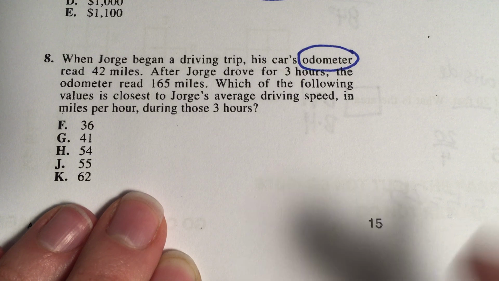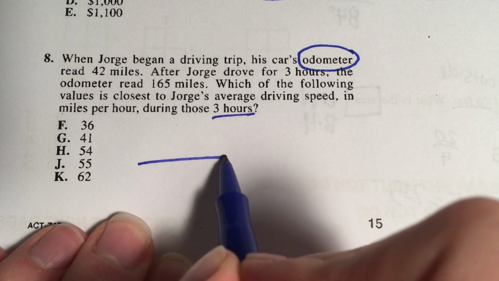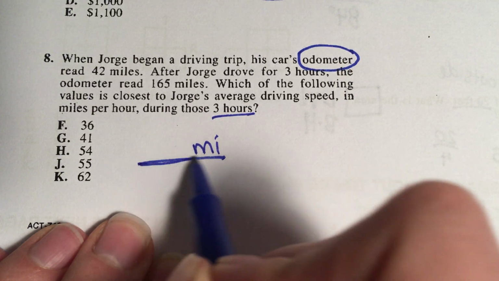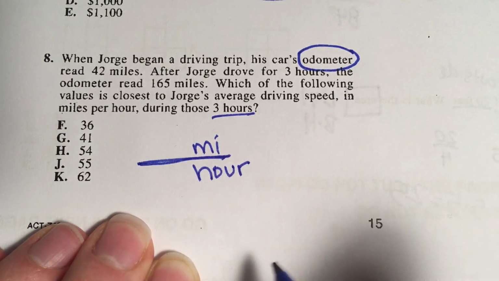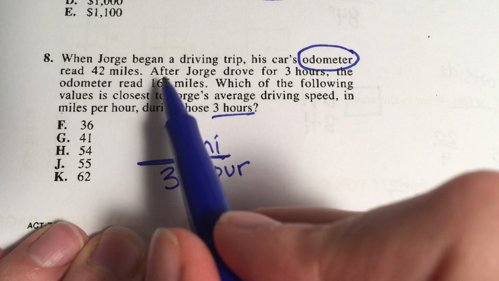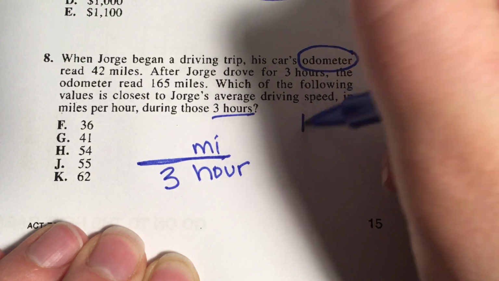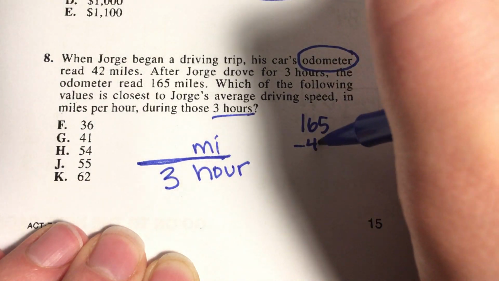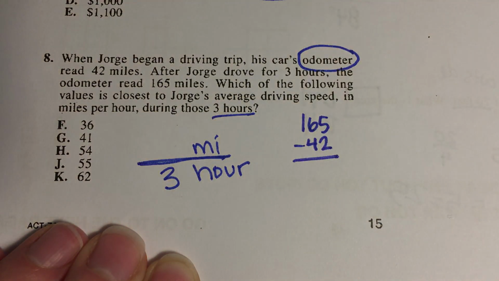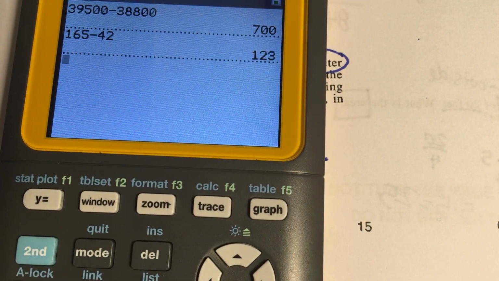So we need to figure out how many miles he went, and we know that he went for 3 hours. In miles per hour, we need to know how many miles he went. So it reads 165, but he had already gone 42. So 165 minus the 42 he had already gone would give me 123.